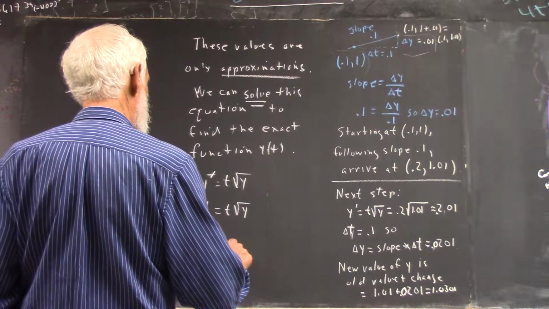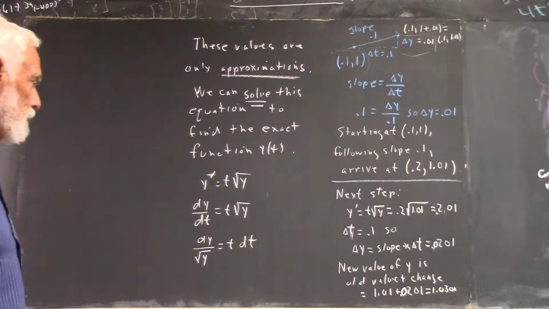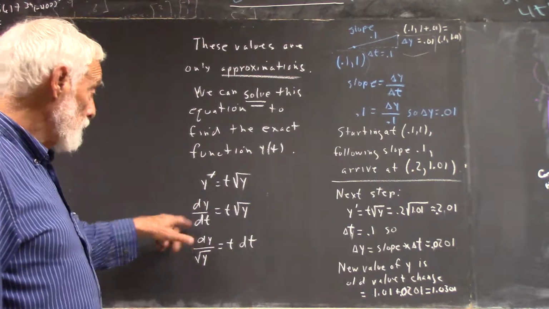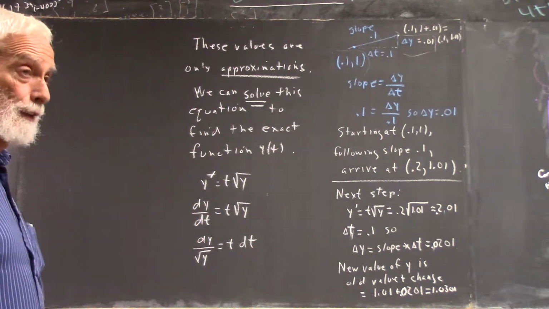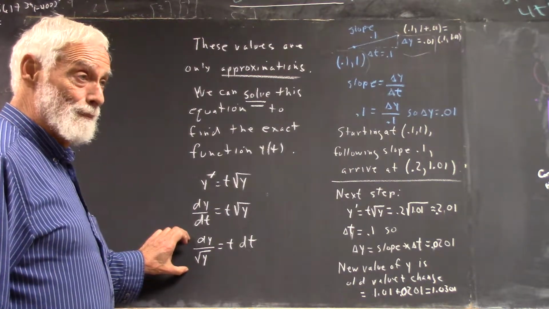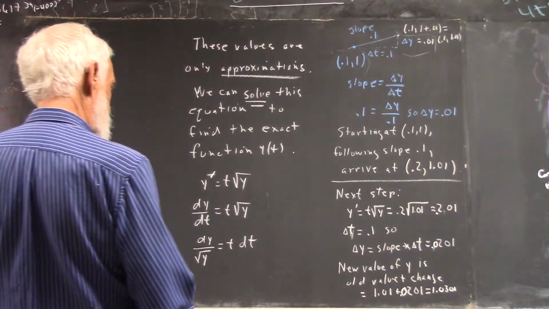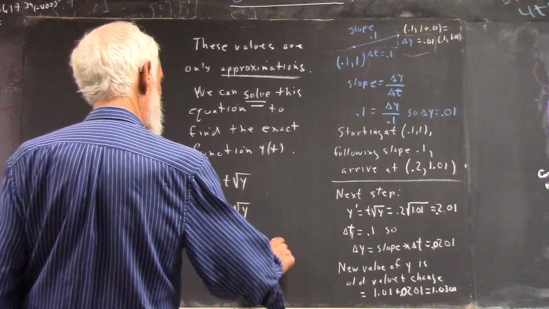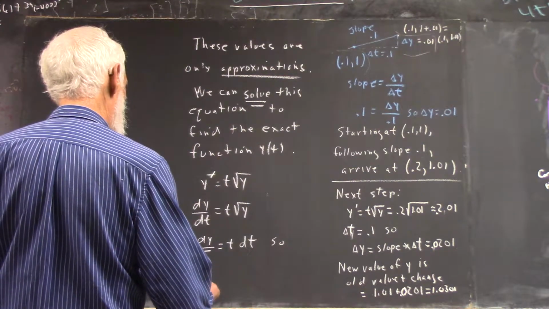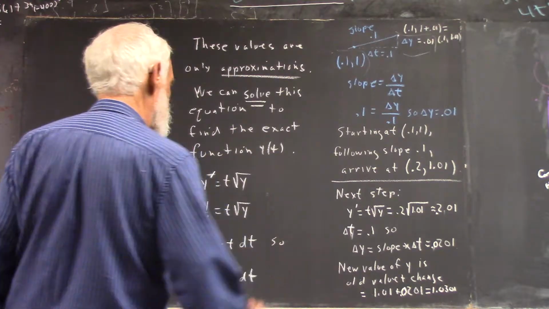So we can arrange this as dy over square root of y equals t dt, right? Just divide both sides by square root of y, multiply both sides by that dt. We really can't do that, but we can prove that this is equivalent to this. And I'm not going to worry about the finer points of that. So the integral of dy over square root of y equals the integral of t dt.